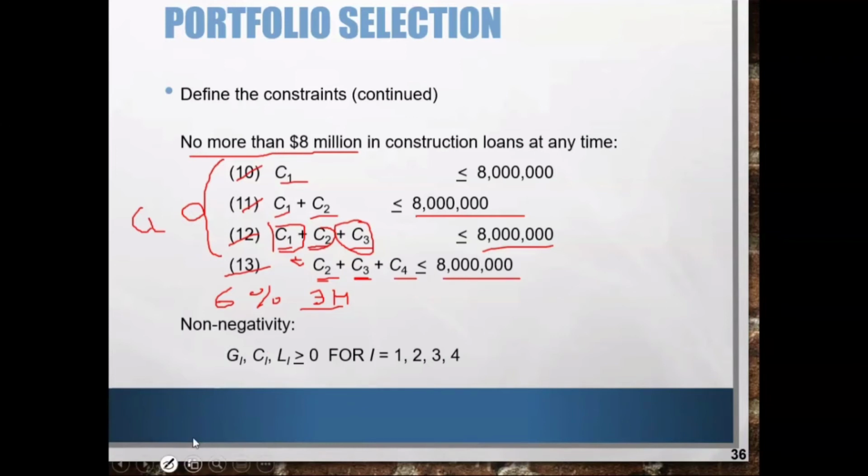So, in non-negativity, the returns cannot be equal to 0. So it should be greater, not less than. They should not be less than 0. So we have the government bonds, construction loans, and local investment to be greater than or equal to 0, for months 1, 2, 3, 4.